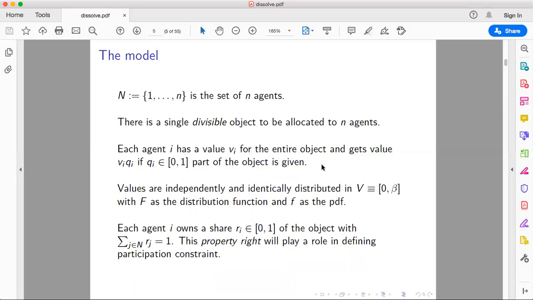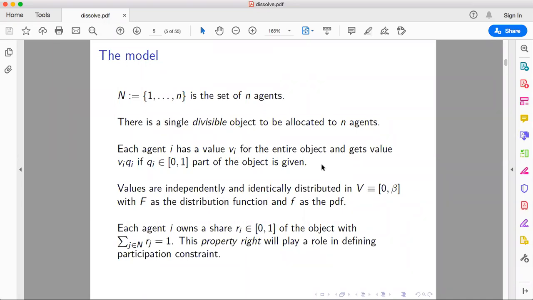Each agent has a value per unit Vi for the object and gets value Vi Qi if Qi part of the object is given. Values are independently and identically drawn from 0 to beta with distribution capital F and PDF small f. So all the agents are symmetric ex ante informationally. What is different from this model to Myerson's model is that each agent owns a share Ri of the object, with the sum of the Ri's equal to 1.